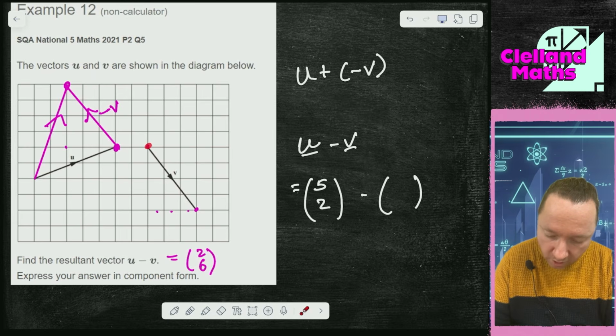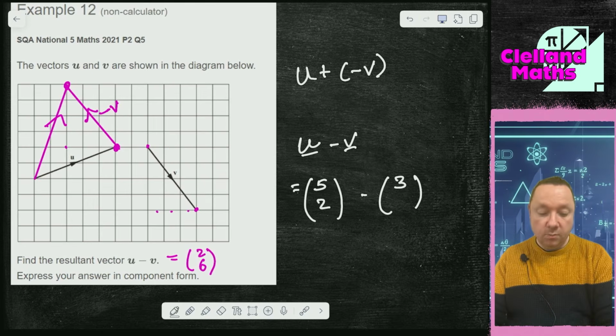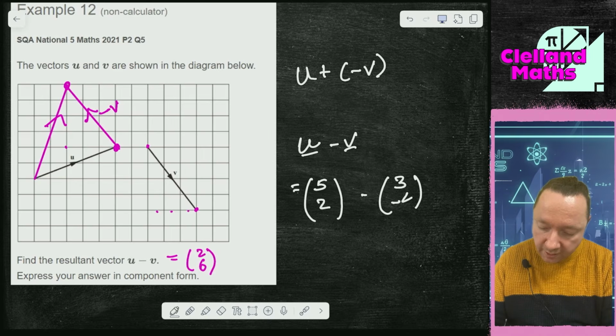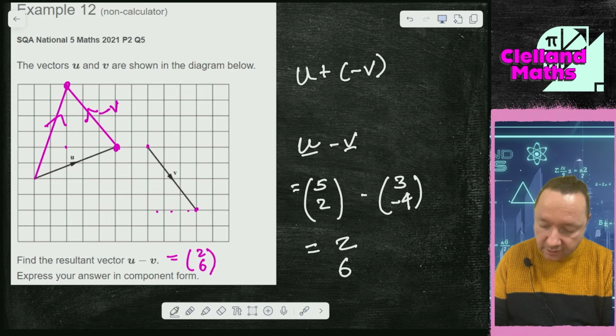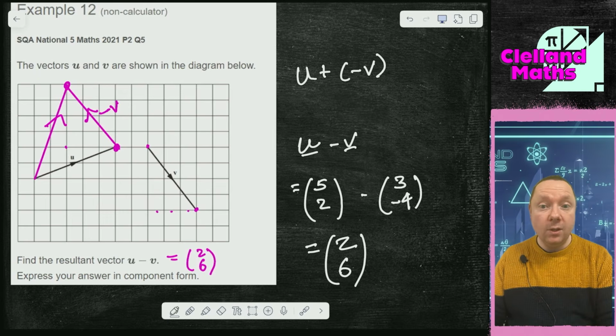I always start and then end. So I'll go along 1, 2, 3, and down 1, 2, 3, 4. So it's 3 along to the right, so it's positive, and then down is minus 4. 5 minus 3 is 2, 2 minus minus 4 is 6. You get the same answer, and we're done there.